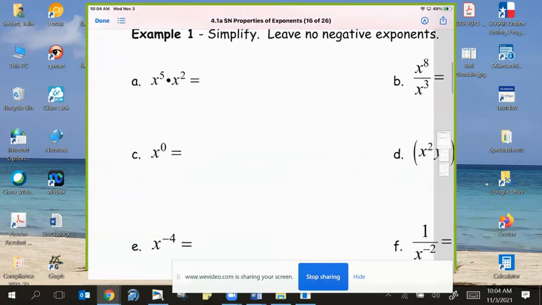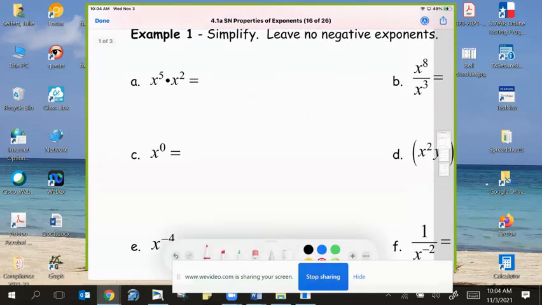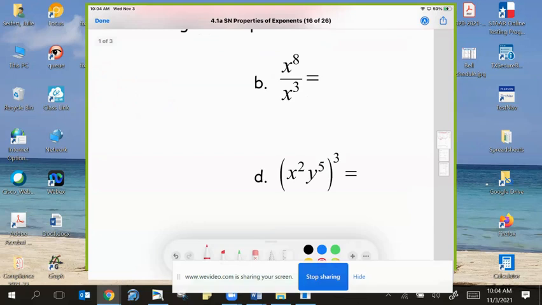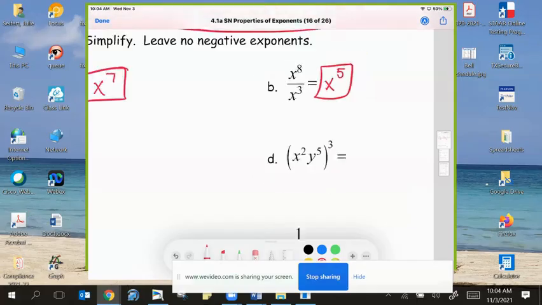Let's look here at 1a. We are multiplying bases that are the same. X is the base. When bases are the same and we are multiplying the factors, we add the exponents. So this becomes x to the power of 7. On part B, we're dividing with like bases. The x's are the bases, they're the same. Dividing with like bases, we subtract the powers. So that would be x to the 5th simplified.